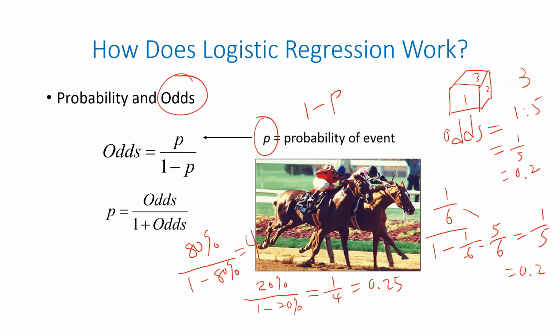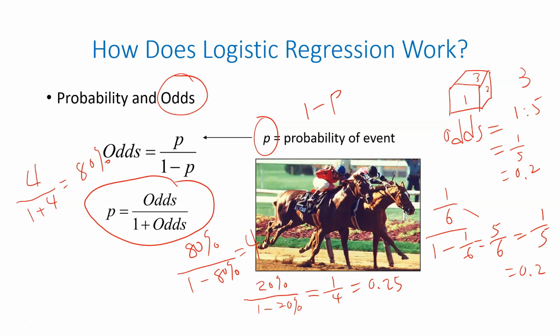And similarly, we can convert odds back to probability easily using another formula on this slide. Probability equals odds divided by 1 plus odds. For example, a horse that has the odds of 4 to win the race would have the probability of 4 divided by 1 plus 4, which is 80%. Well, let me give you another example here.